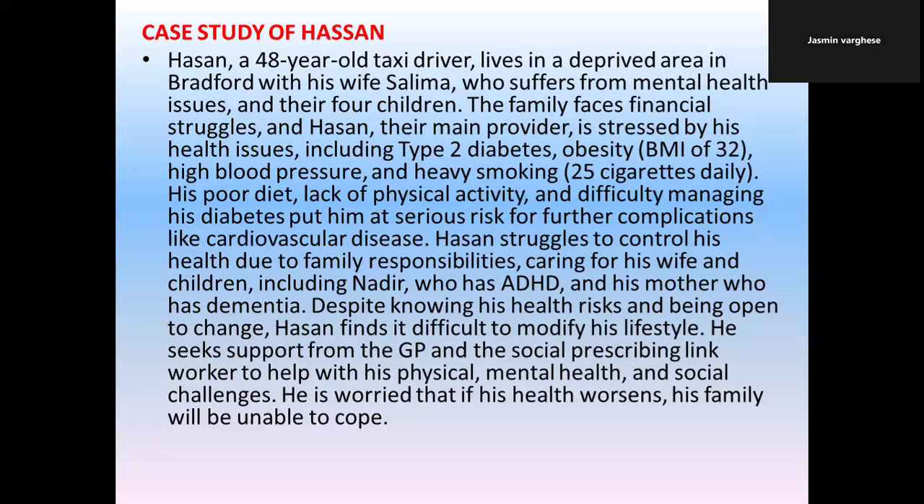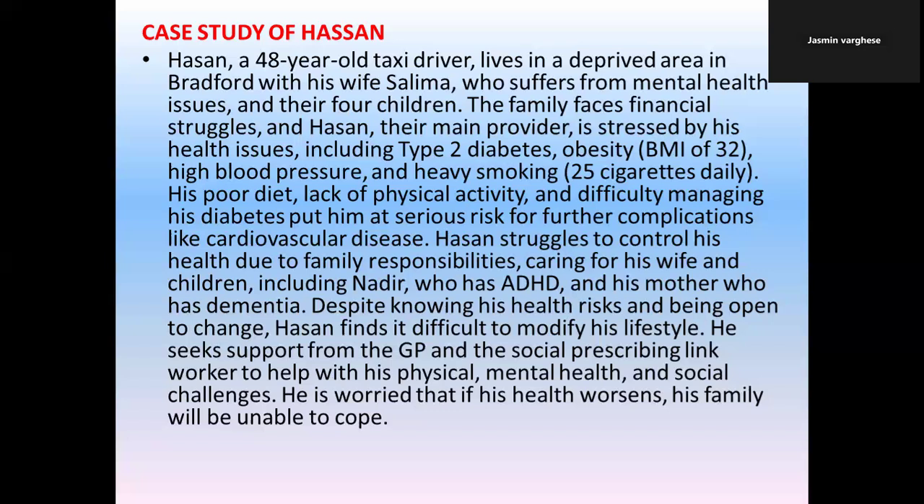Diabetes, obesity, high blood pressure, then smoking, then lack of physical activity. He smokes a minimum of 25 cigarettes daily. His mother has dementia. His child has ADHD, and he has financial disabilities or financial problems. So this is Hassan's situation. I hope you understand who Hassan is and what kind of problems he is facing.